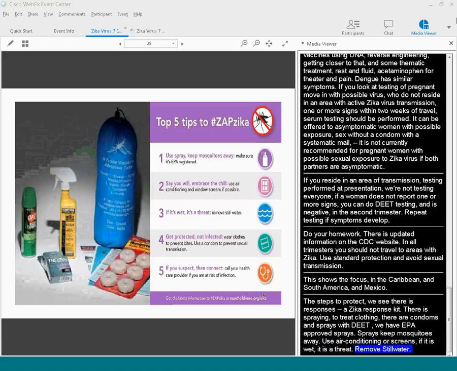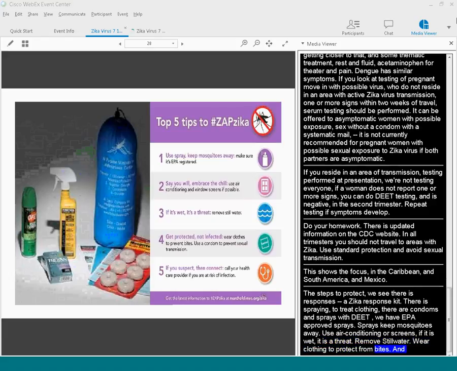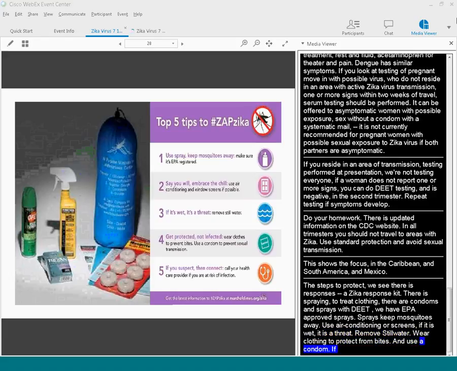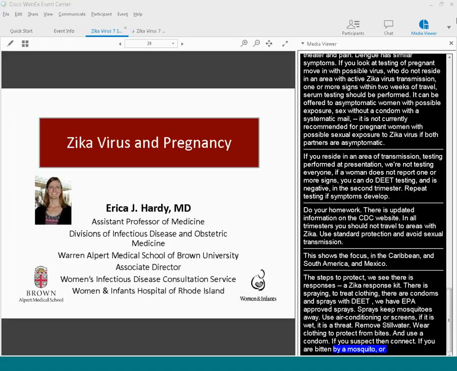And if you suspect, then connect. If you've gone to an area with active Zika transmission, if you've been bitten by mosquitoes, and or if you develop symptoms, make sure that when you develop symptoms, you contact your healthcare provider.